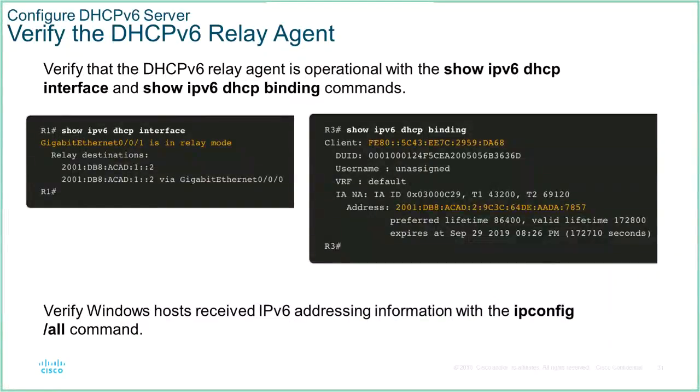So this show IPv6 DHCP interface will tell us which interfaces are doing what. So here we've got Gigabit Ethernet 0/0/1 is in relay mode, and show IPv6 DHCP bindings. Well, we've seen that command before. There's the client address, link local, and then its unique address with its lease times down the bottom.